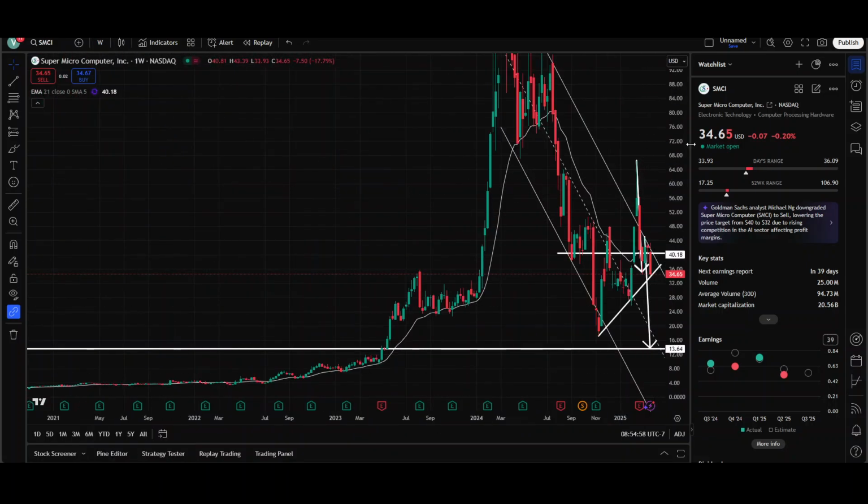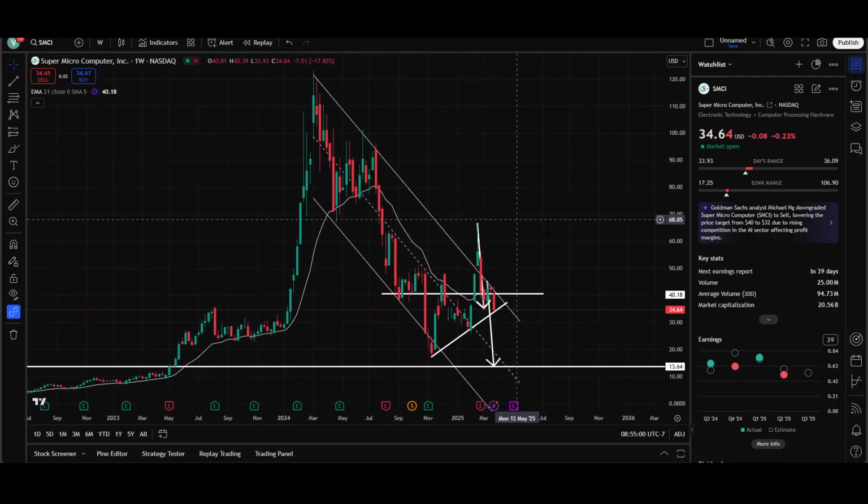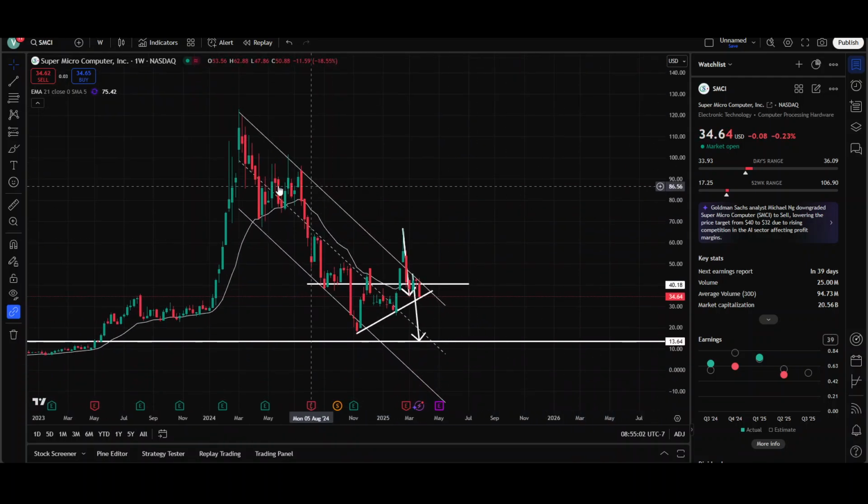Let's take a look at the weekly chart. Weekly chart shows more or less the same thing. It's just a more summarized viewpoint. Instead of having 5 candlesticks in a trading week, we have 1 candlestick to represent the trading week. So that's what the weekly candle is.